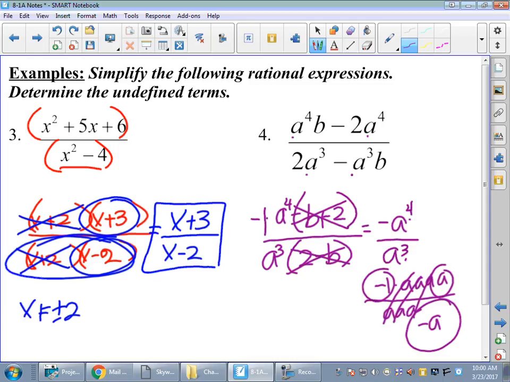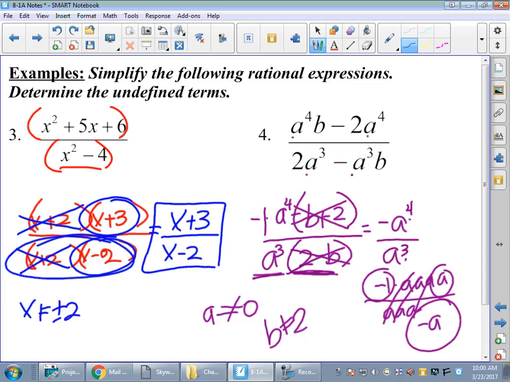Excluded value, if you look at this, there's 2 different excluded values. A cannot equal 0, because in the denominator, if a is equal to 0, that would be incorrect. And here, b cannot equal 2, because when you plug in a 2, that quantity would equal 0.